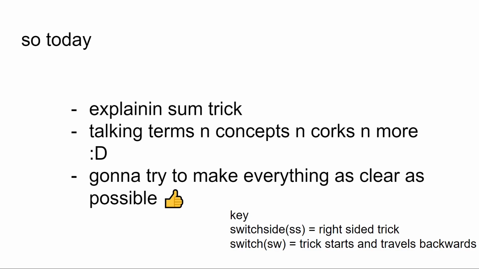Switch side, or SS, means that I'm doing a right-sided trick. I twist left, so twisting right is my switch side. And then switch SW means that the trick starts backwards and travels backwards, usually off a ledge or like a skier going backwards off a jump.